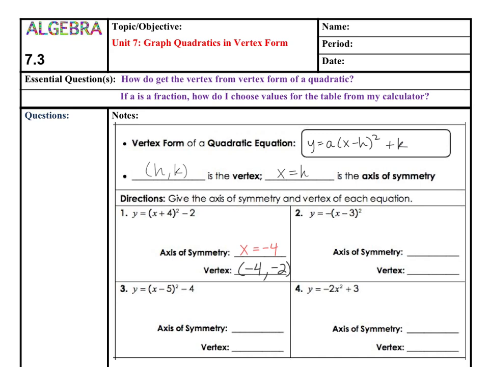Let's look at the next one. Your vertex, the x value of the vertex is going to be the opposite of what's in the parentheses. So this was negative 3, so the x value of your vertex is going to be positive 3. Now here's a problem. We don't see a plus k. We can add one in. We're going to do plus 0. So our y value of our vertex is 0. Our axis of symmetry is the x value of the vertex, which is 3. So it's going to be x equals 3.